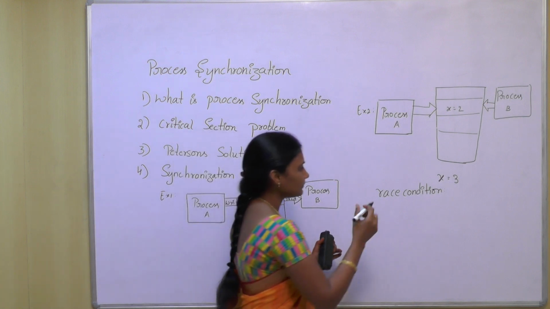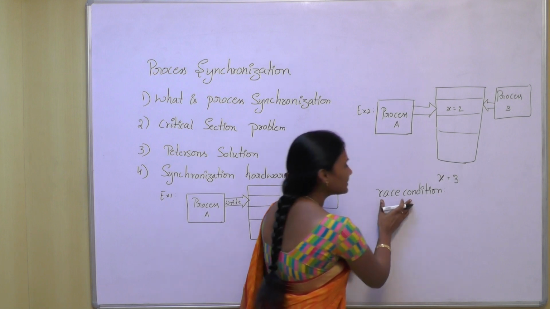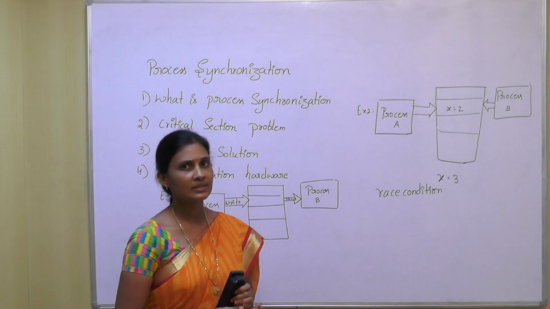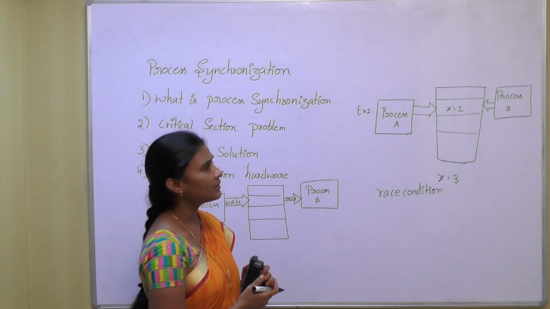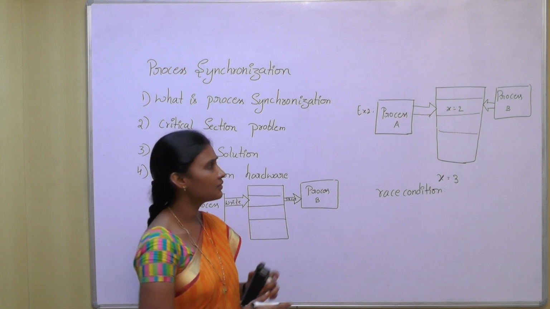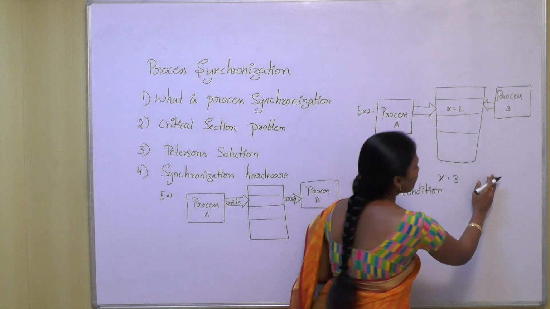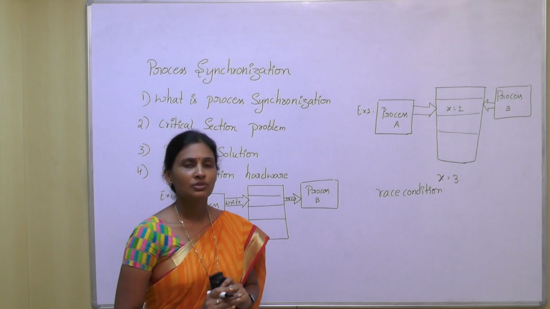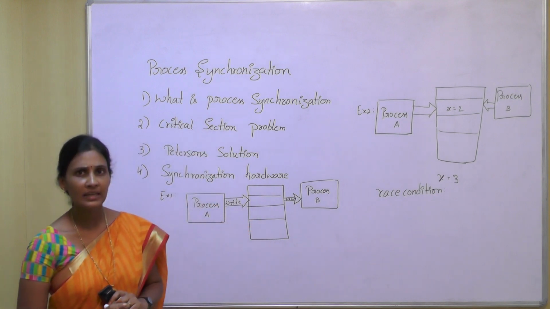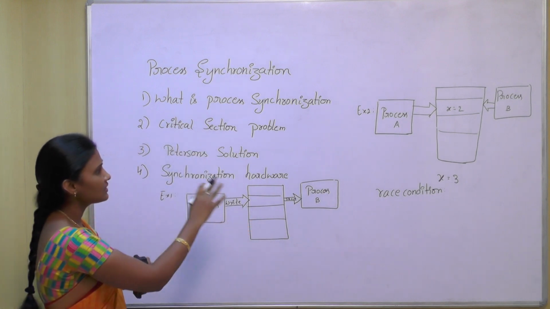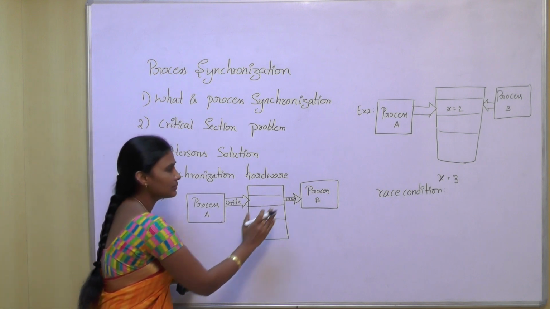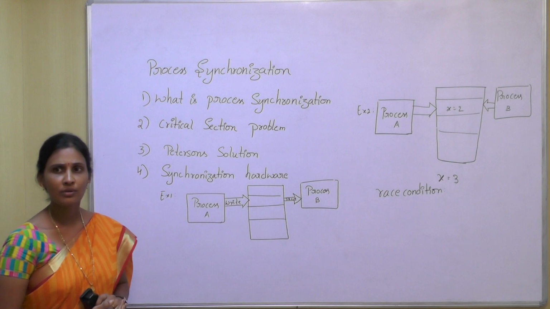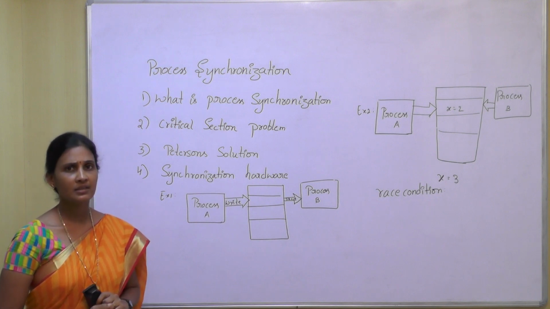To protect against this race condition, we have to provide process synchronization. What exactly is meant by process synchronization? When two processes are there, only one process can manipulate the data at a time. So process synchronization is required. Based on these two examples we can understand what process synchronization is and why it is needed.